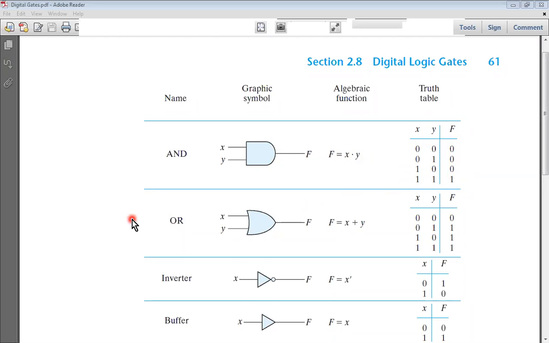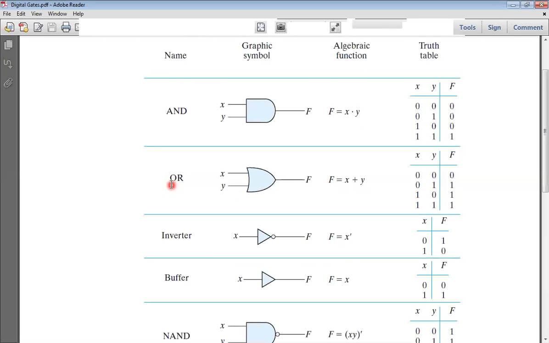Now let's see another gate. This is called the OR gate and its symbol is shown here. It also has two inputs, x, y. It produces output f. Its algebraic expression is x plus y. This plus is the OR operation. This is the OR gate.